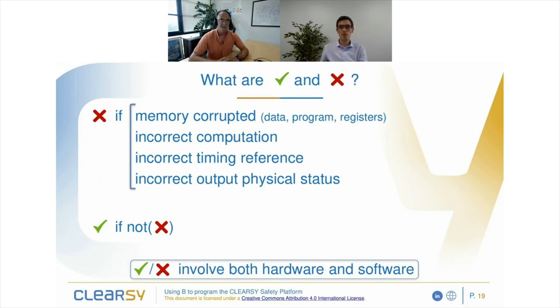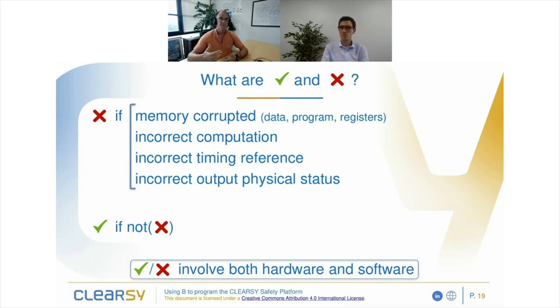And so what are these checkbox and red crosses? For example, red cross is if the memory is corrupted, meaning the data, the program, the register. If there is incorrect computation, meaning, for example, that your microprocessor is not able to perform an addition in some situation. If you have an incorrect timing reference, so if you want to wait for 1 second and in fact the clock is going slowly, and you are not measuring 1 second but 10 seconds.